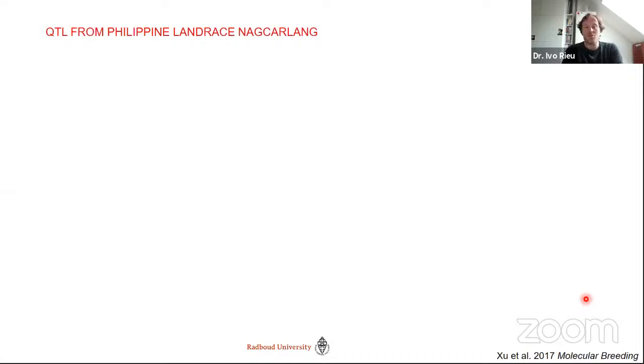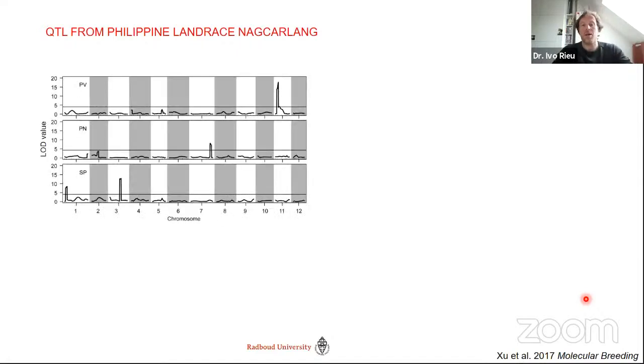Good, so from these screens, we found an example of something which was already known. It's a Philippine landrace, Nagkalang. It's been reported before by others to be very nicely heat tolerant in the reproductive phase, and we found exactly the same. We did in this case a simple biparental mapping experiment to find out what the basis of this tolerance was. So here you see the QTL plot for three traits: pollen viability, pollen number, and style protrusion of this biparental population. And we identified a single QTL which explains the whole diversity of pollen tolerance that we saw in the F2 population.